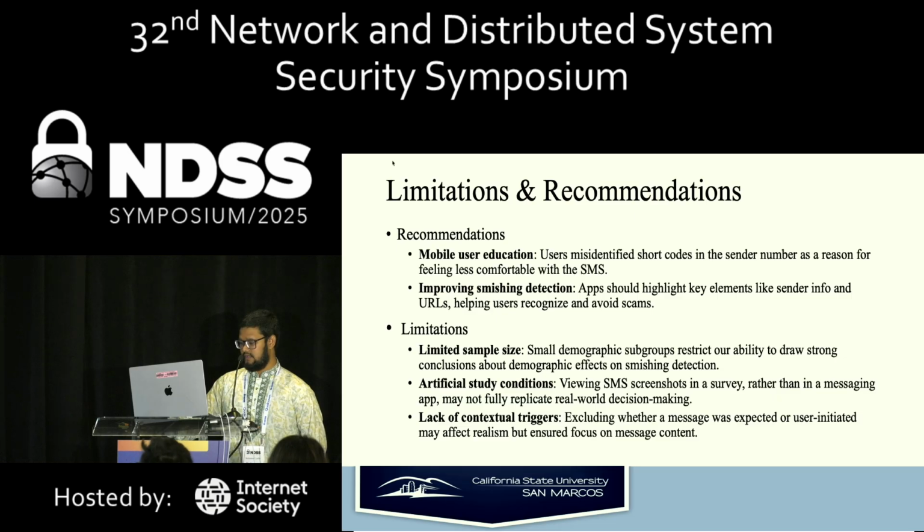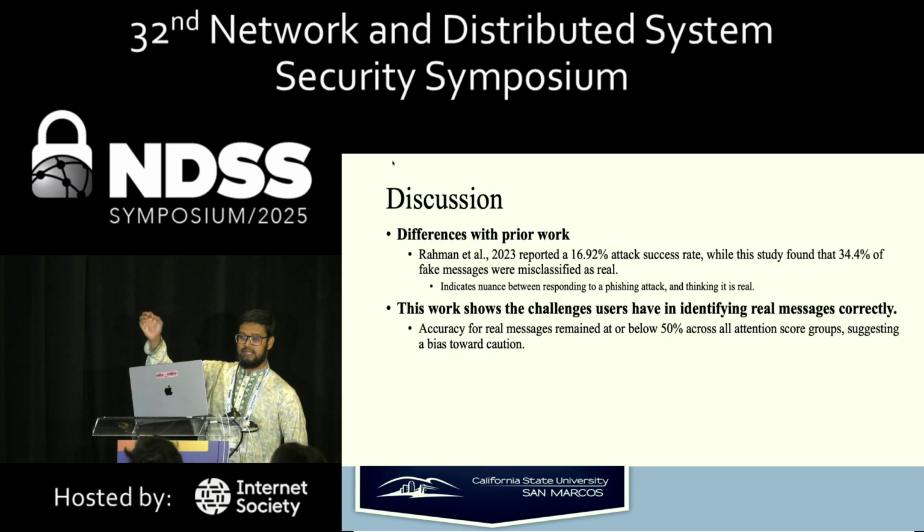In the discussion, we found that when you send an SMS to their mobile phone, around 16% of people fall into the trap. But if you ask them, around 34% cannot detect it. So there is a gap between these two: sending it to their mobile phone versus the screenshot you display to the user. The other finding is that the accuracy for real SMS is significantly lower than the accuracy for fake.